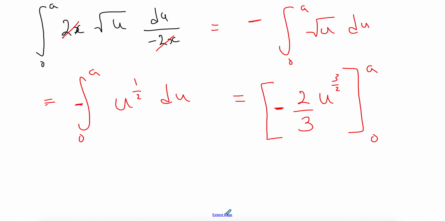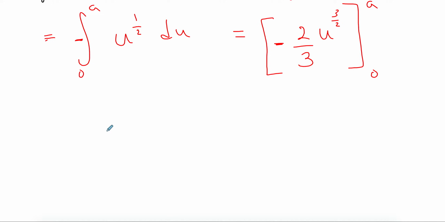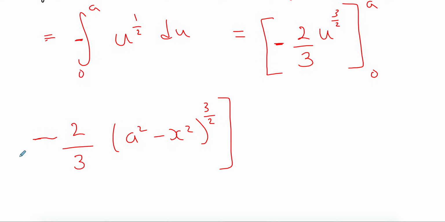But now we've integrated, oh nice, let's bring back the original expression. So you have negative 2 over 3 times a squared minus x squared to the power of 3 over 2, all of this evaluated from 0 to a.